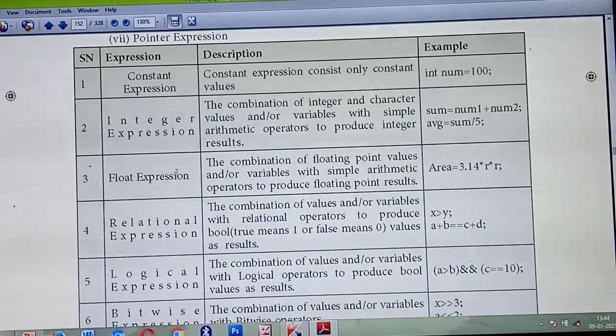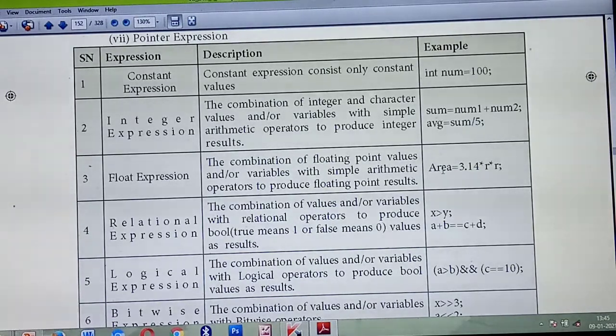So next one is float expression. Okay. So float expression means the expression will contain floating point values. Understood what do you mean by float expression? Float expression means the expression will contain floating point values. Okay. So here also this expression will contain floating point values as well as some variables. So these floating point values as well as variables are combined using some operators to produce the result. Understood? So see this example.